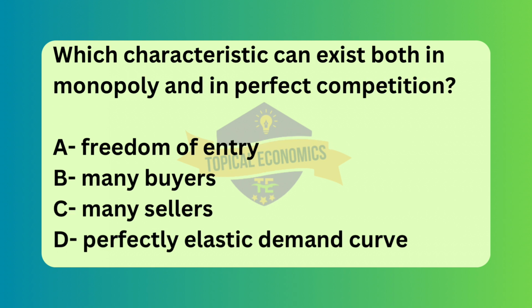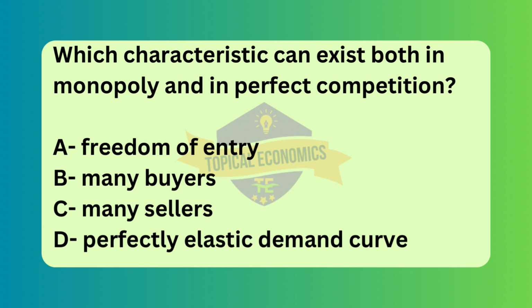Moving to 13th question. Which characteristic can exist both in monopoly and in perfect competition? A. Freedom of entry. B. Many buyers. C. Many sellers. D. Perfectly elastic demand curve. The correct answer for this question is option B.